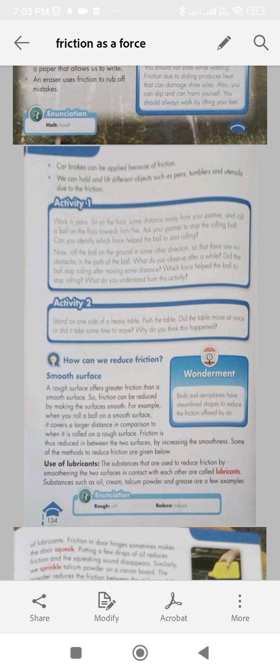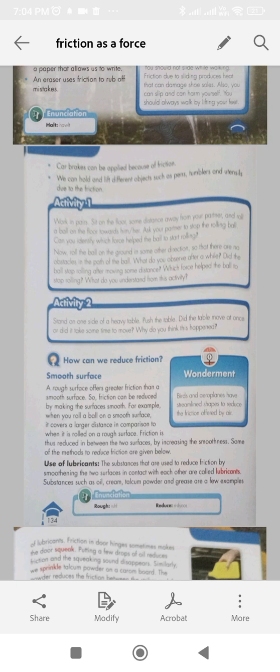Smooth surface. A rough surface offers greater friction than a smooth surface. Friction can be reduced by making the surfaces smooth. For example, when you roll a ball on a smooth surface, it covers a larger distance in comparison to when it is rolled on a rough surface. Friction is thus reduced between the two surfaces by increasing the smoothness.